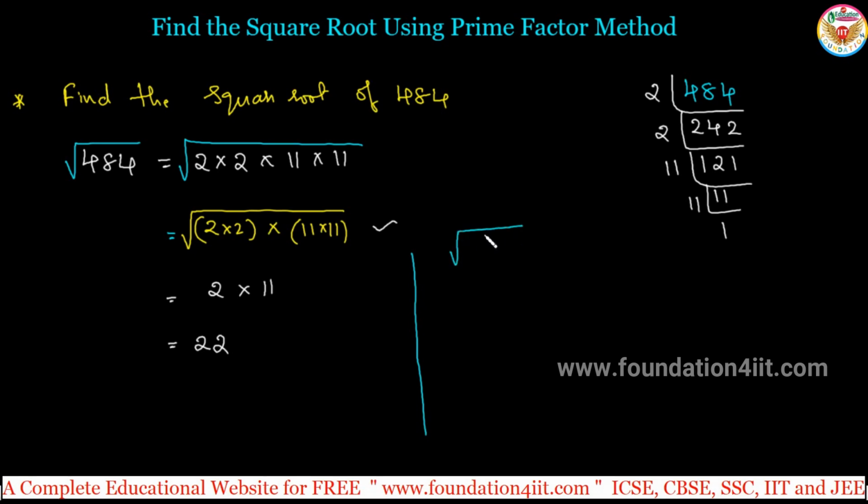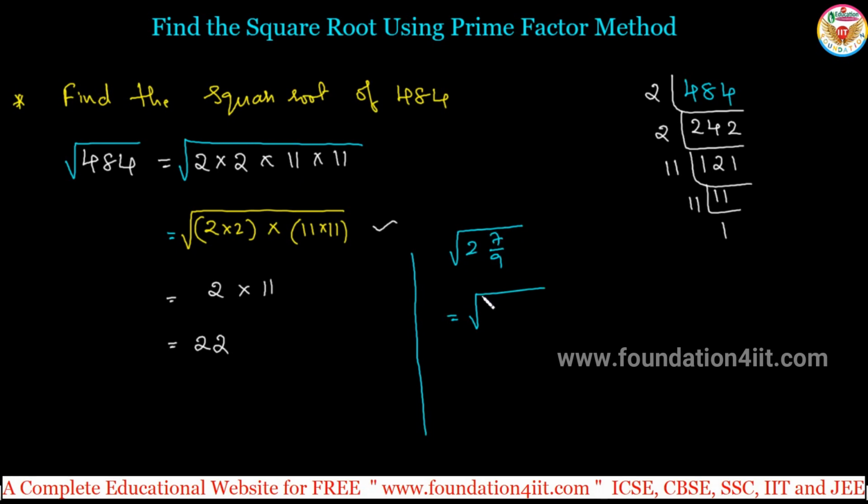What is the square root of 2 7 by 9? So what should we do? We need to convert the mixed fraction into an improper fraction. 9 into 2 is 18 plus 7, that is 25 by 9. Now you can take this separately: square root of 25 by square root of 9.